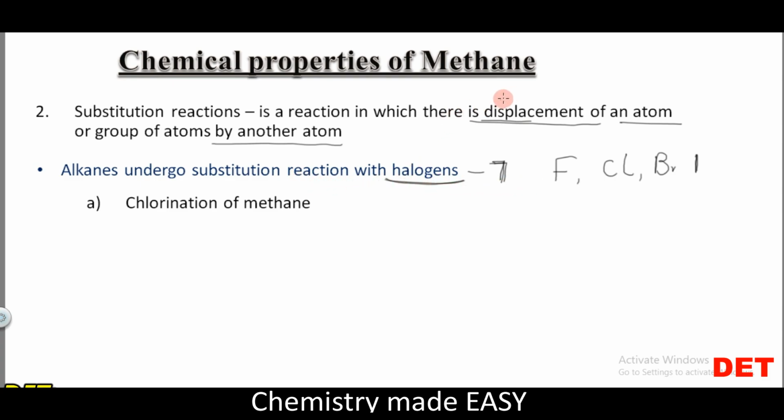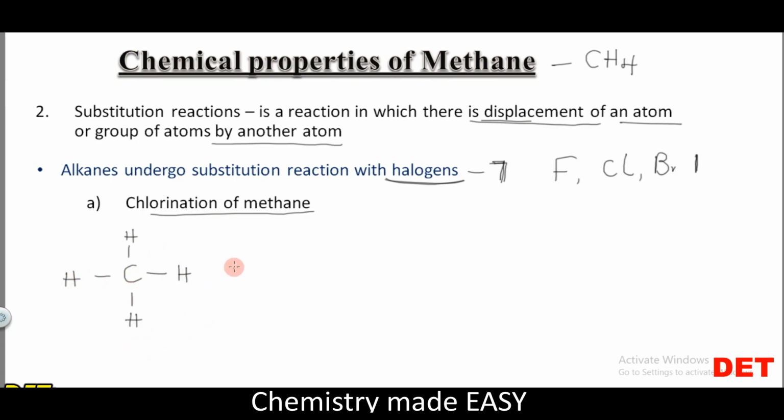Remember that the alkane we are using here is methane. So when methane undergoes substitution reaction with chlorine, we refer to that reaction as chlorination of what? Of methane. The chemical formula for methane is CH4. And structurally, methane looks like this. This is hydrogen, this is hydrogen, this is hydrogen, and this is hydrogen. This is our methane, CH4.